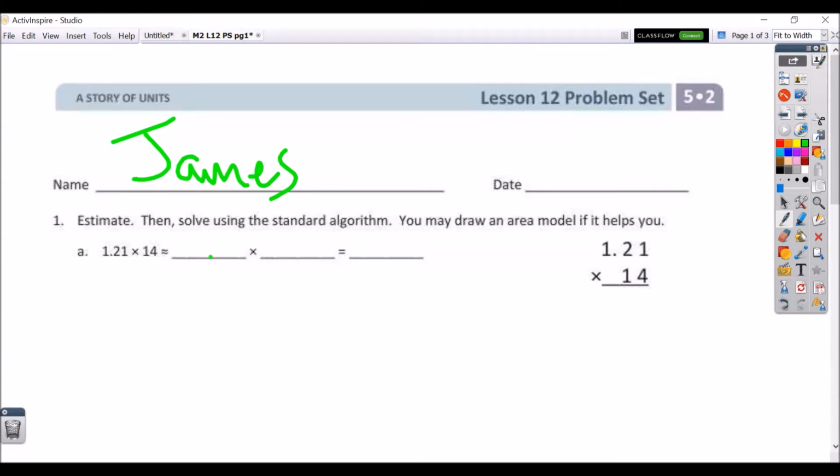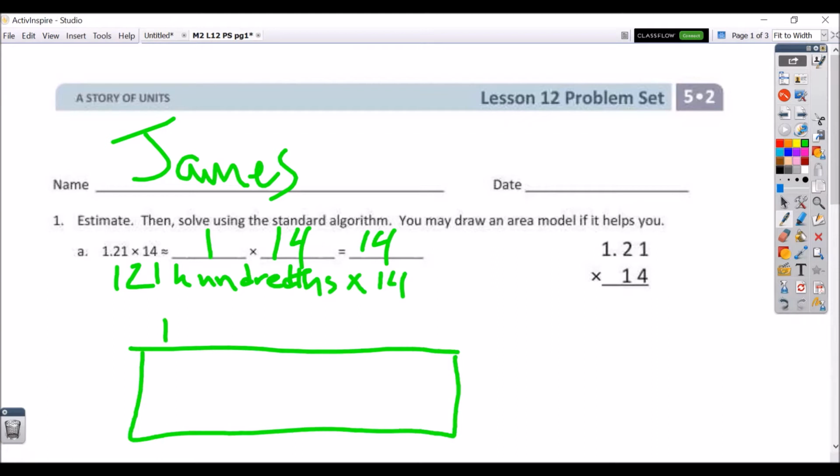So 1 and 21 hundredths is close to 1 times 14. Our answer should be roughly 14. Now we rounded down, so our answer should be a little higher than this because our estimate is a little low. For people using the area model, remember that's 121 hundredths times 14. So when you set that up, it's 121, and those are hundredths, and you're going to multiply that by 14.